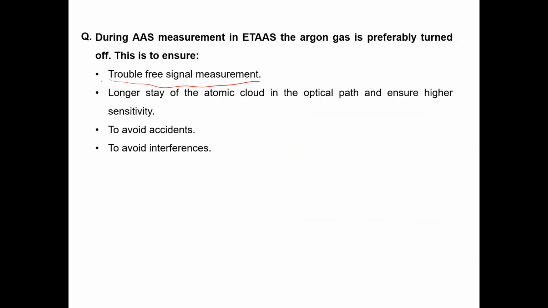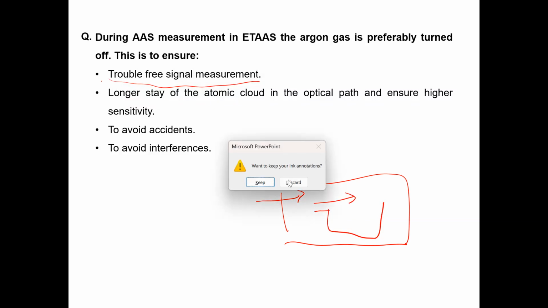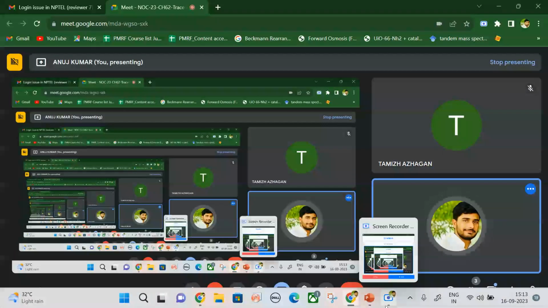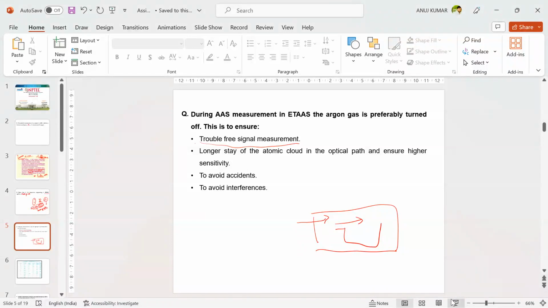You always need a trouble-free signal. You don't want any interferences. You don't want any background. You don't want any absorbance due to the blank. In ETAAS, there is argon flowing continuously. This is the chamber, and the argon is continuously flowing. So during measurement, why should you turn off the flow of the argon?